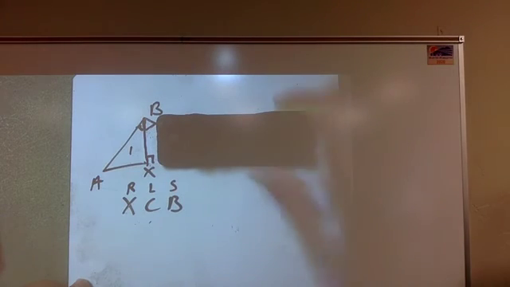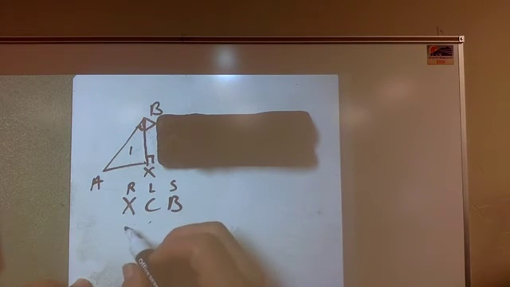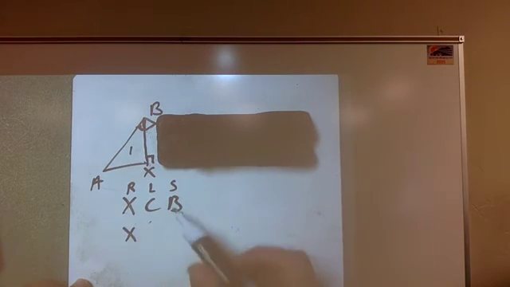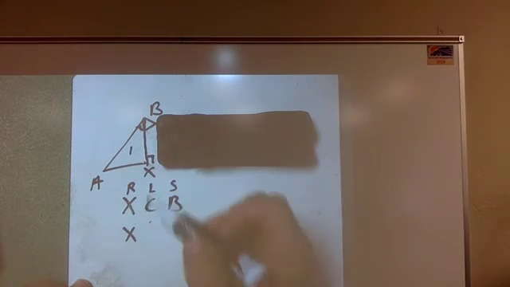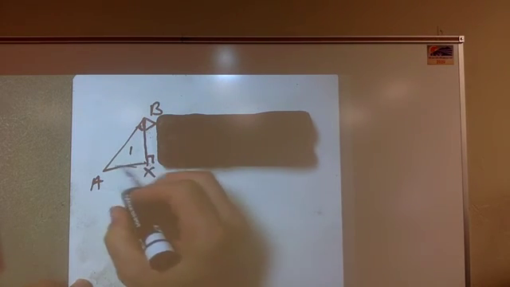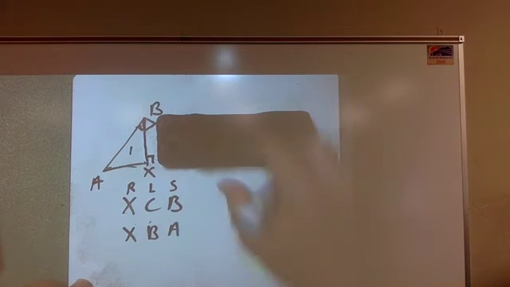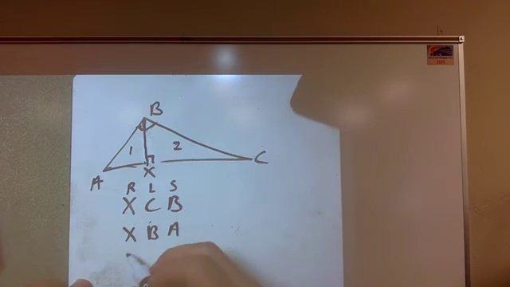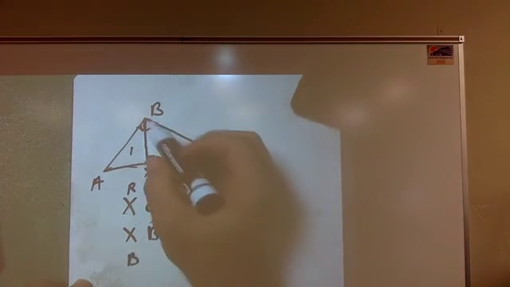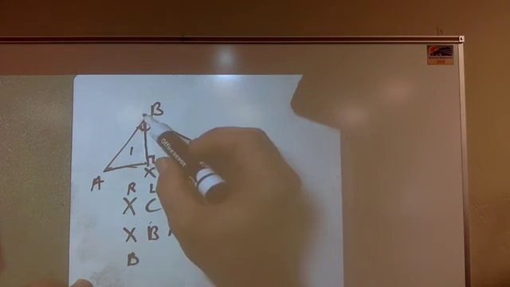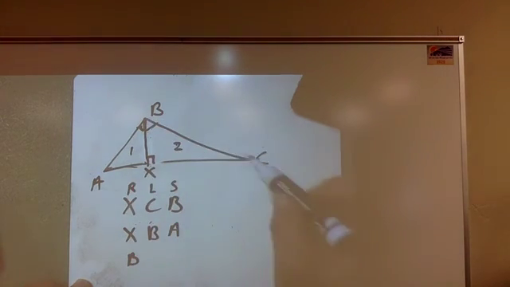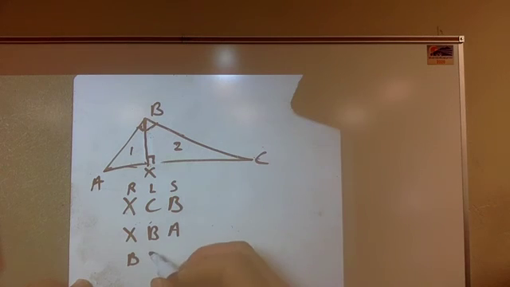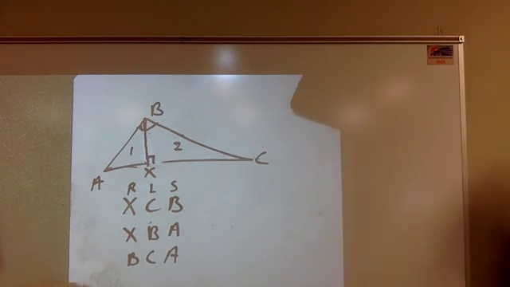Let's do the little triangle. X is the right angle, B is the long side, A is the short side. And then the whole big thing, B is the right angle, C would be the one farther away from B, A would be the one that's closer. So this side here, C comes next, and then A. So that's how you match it up.